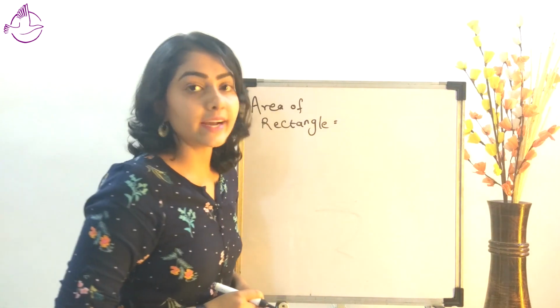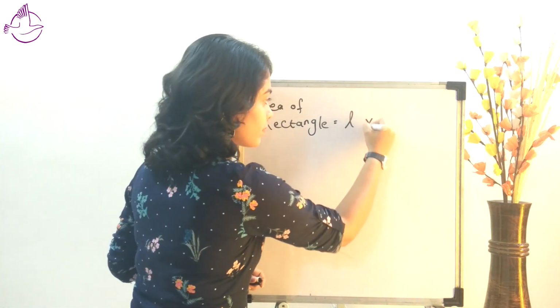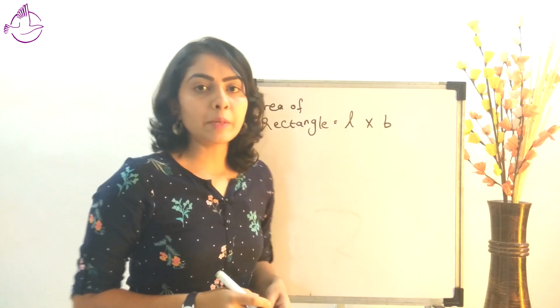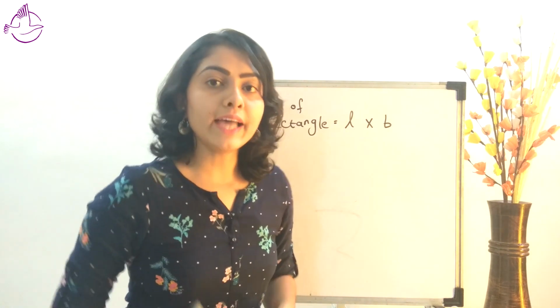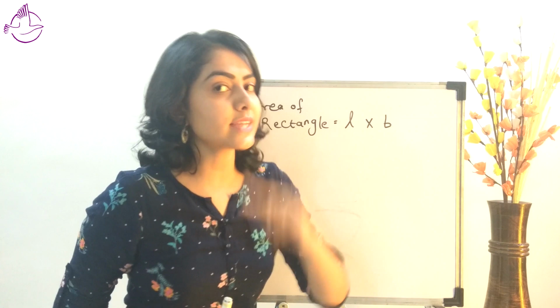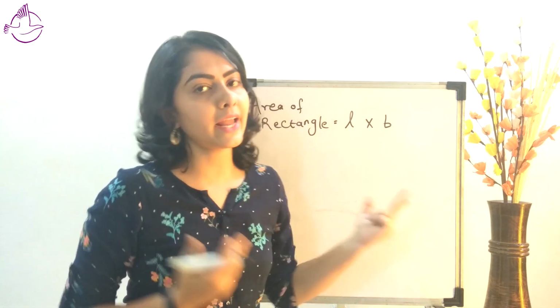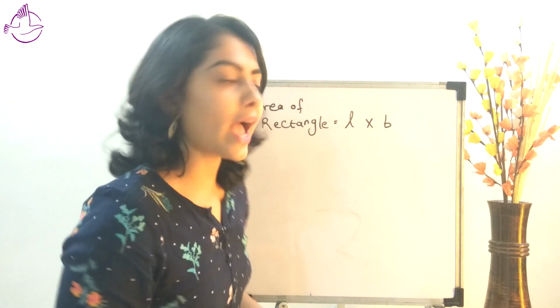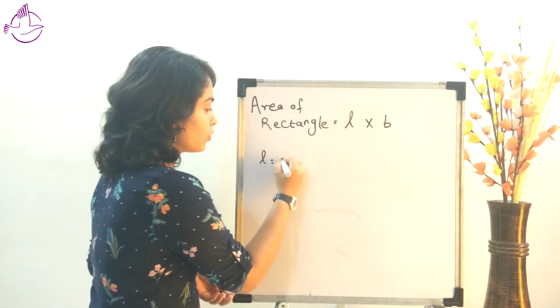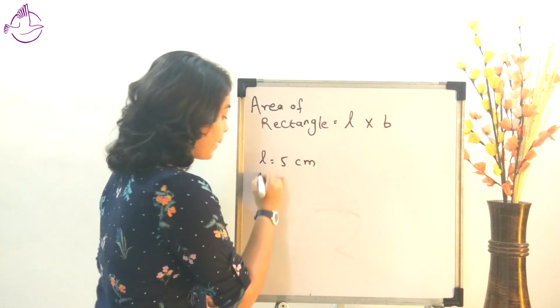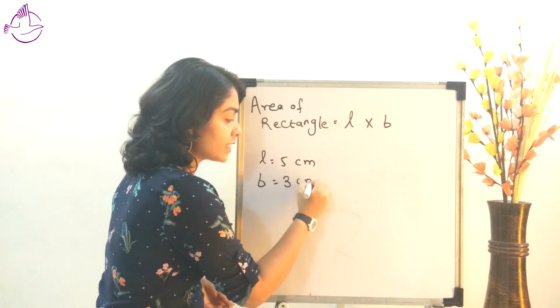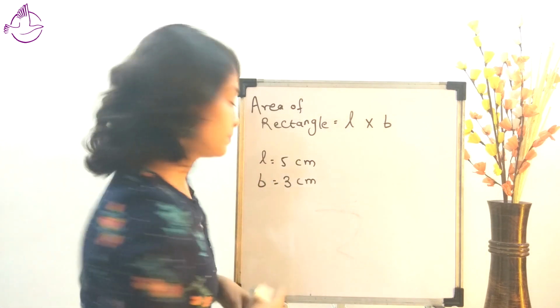Area of rectangle is equal to length multiplied by breadth. We have seen that a rectangle has two lengths and two breadths. We just have to multiply the length and breadth and we will get the area of the rectangle. Suppose we have taken length which is 5 cm and breadth which is 3 cm. So let's see.